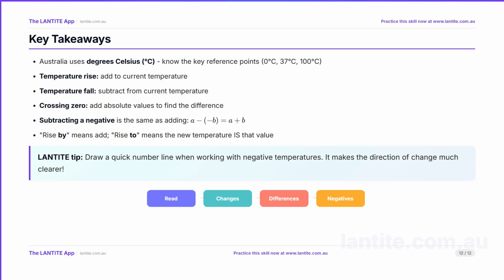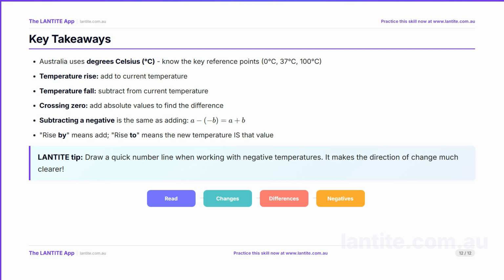Let's recap the key points. Australia uses degrees Celsius. Know the key reference points: 0 for freezing, 37 for body temperature, and 100 for boiling. A temperature rise means add, a fall means subtract. When finding differences across 0, add the absolute values. Subtracting a negative is the same as adding. And watch out for the difference between rise by and rise to.